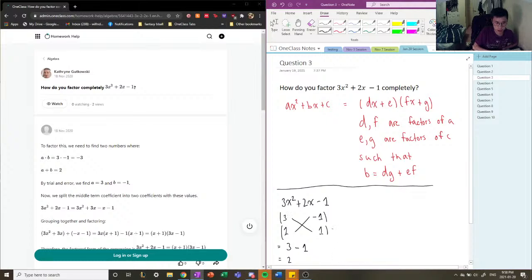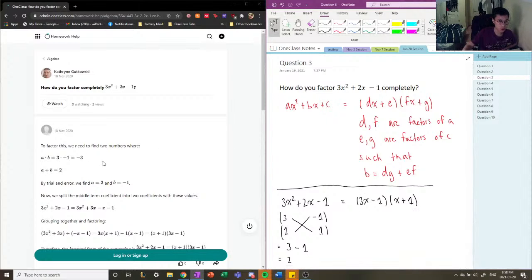So now that we have our factors, we can arrange it as so. And this is equal to 3x, so don't forget your x's, minus 1, and x plus 1. And from here, you can find your solutions to the quadratic function, or your zeros. So that is one way that you can do it.